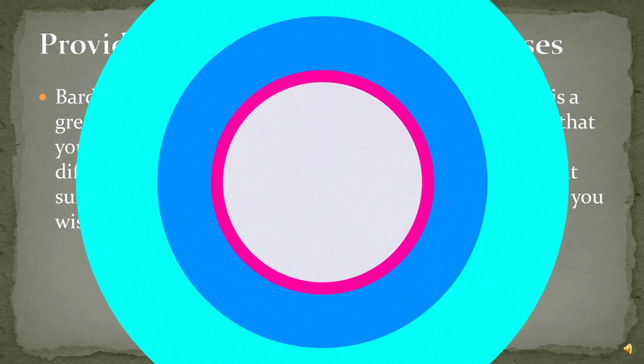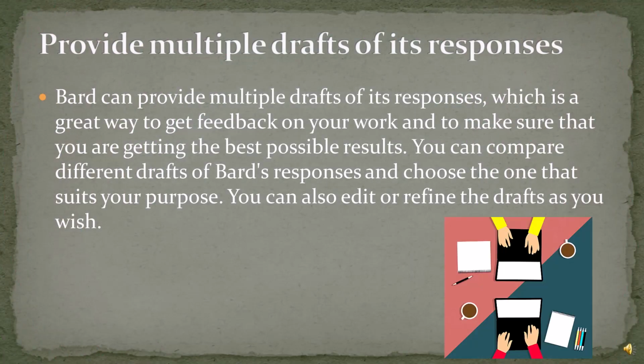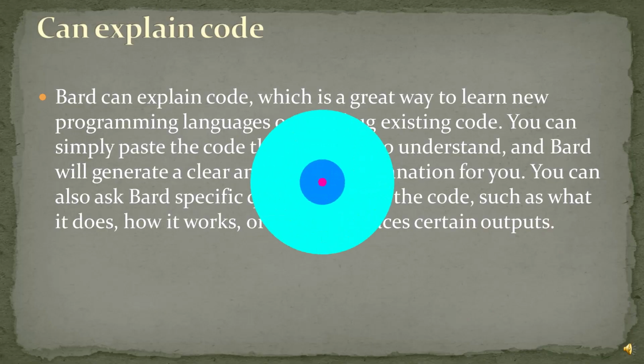The next point is providing multiple drafts of its responses. Bard can provide multiple drafts of its responses, which is a great way to get feedback on your work and to make sure that you are getting the best possible result. You can compare different drafts of Bard's responses and choose the one that suits your purpose. You can also edit or refine the drafts as you wish.